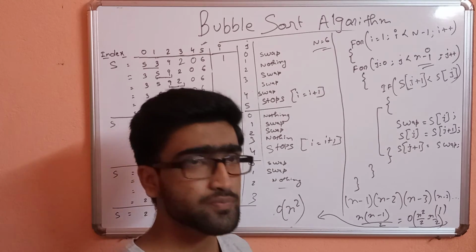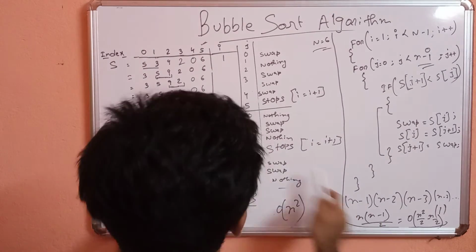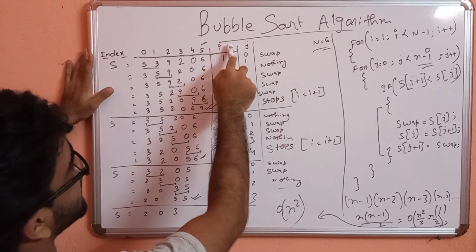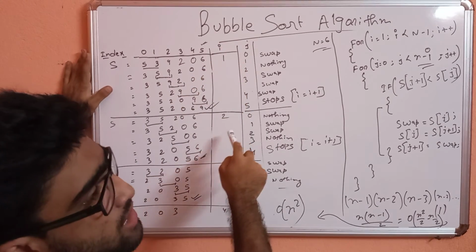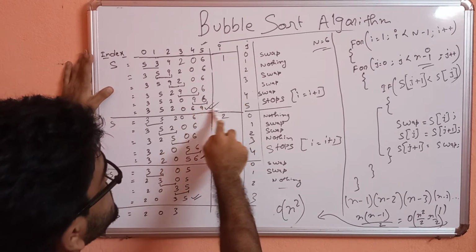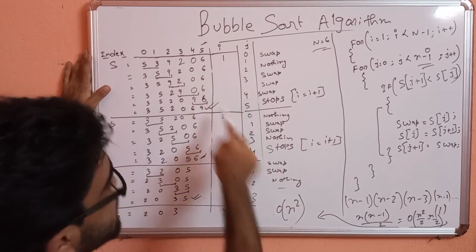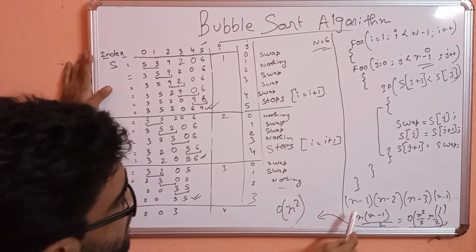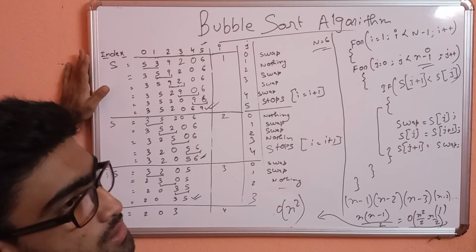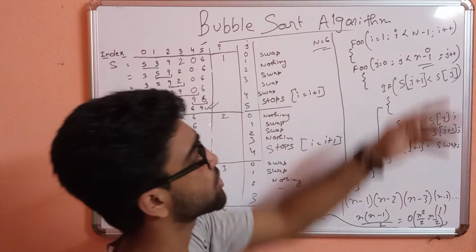Why should we do that? We should stop after the first check. That means after i equals 1, i will not become 2. It will stop here only. After checking the full n minus 1, it will terminate. So what should we do if we want to modify this?